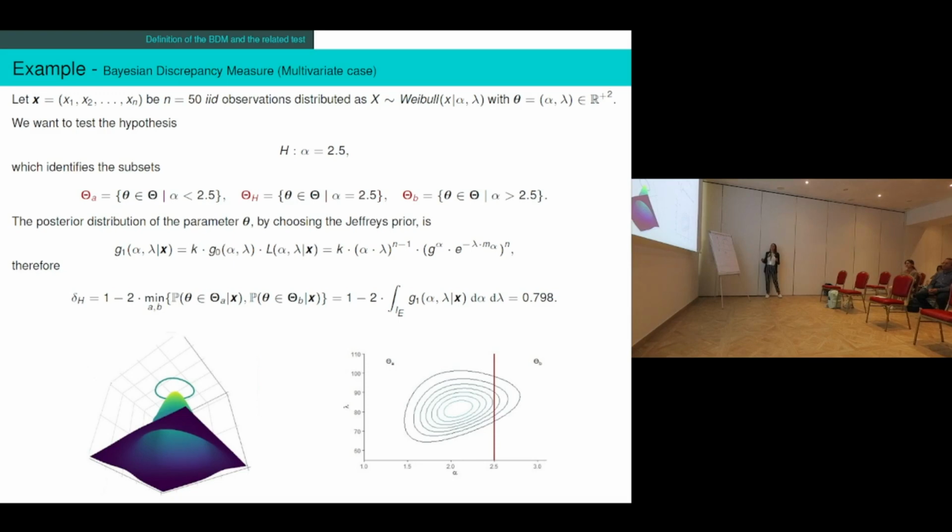So this is the volume that we take. And then we get to the value, we have around 0.8. So in this case, if we fix a critical value of 0.95, then we cannot reject the hypothesis. We don't have enough evidence.